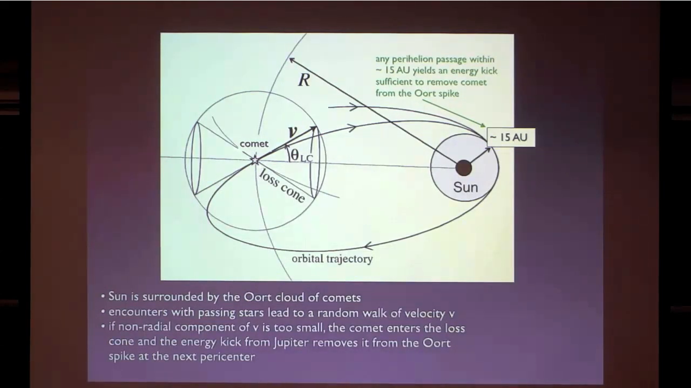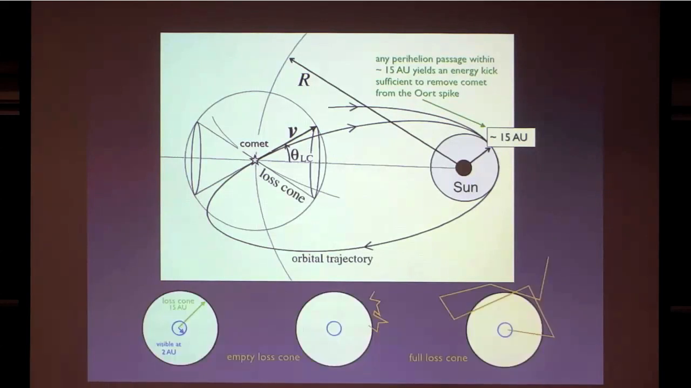So you can analogously define a loss cone, that is a cone in velocity space in which the perpendicular velocity is sufficiently small that the comet will be lost from the Oort cloud at its next paracenter. The reason that this is important is that we're sitting in the middle of the loss cone. The geometry is something like this. If we're, say, sitting on the star and looking towards the sun, here's the loss cone, radius of 15 astronomical units in perihelion distance. We only see the comets typically if they come within about 2 or 3 astronomical units.